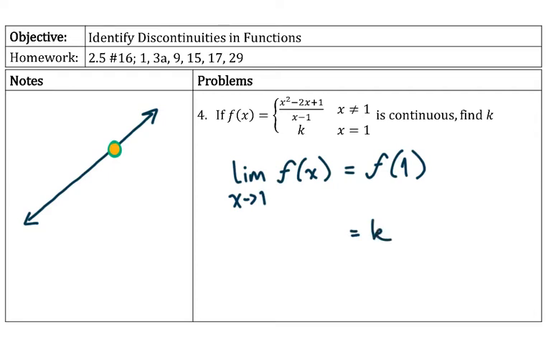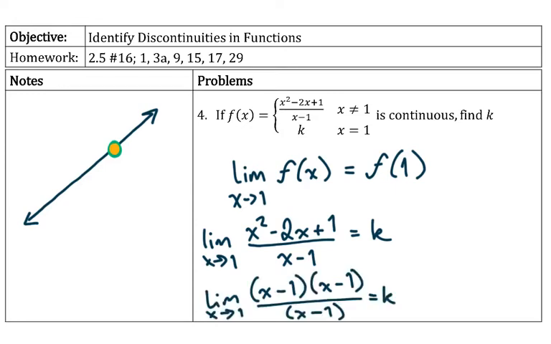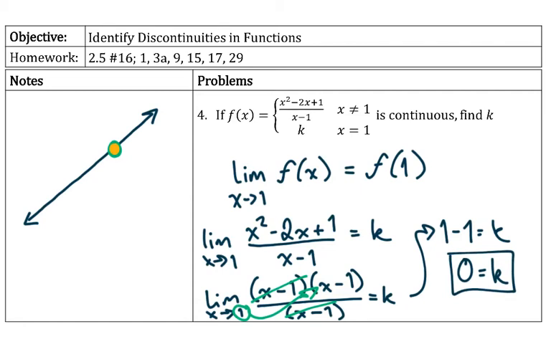And then the rest of f of x is this rational function. And we're going to use the skills that we were practicing earlier in this week, and we are going to use algebra to simplify that. We have polynomials, so it's going to be through factoring. So x minus 1 cancels out of the numerator and denominator. We no longer have a denominator equaling 0 problem, so we'll just plug in our value, and we get that 1 minus 1 is equal to k, so k is 0, and if k is 0, then the whole function is continuous.